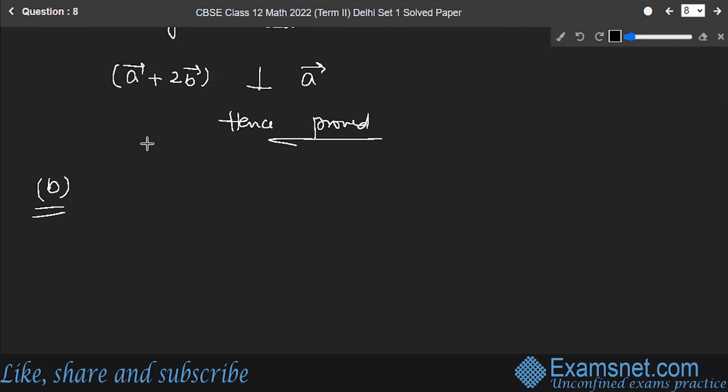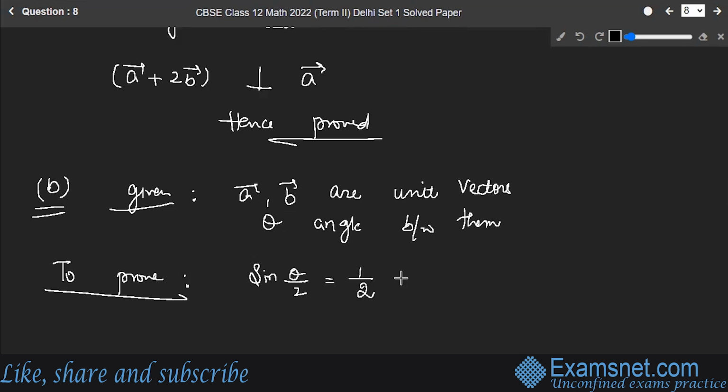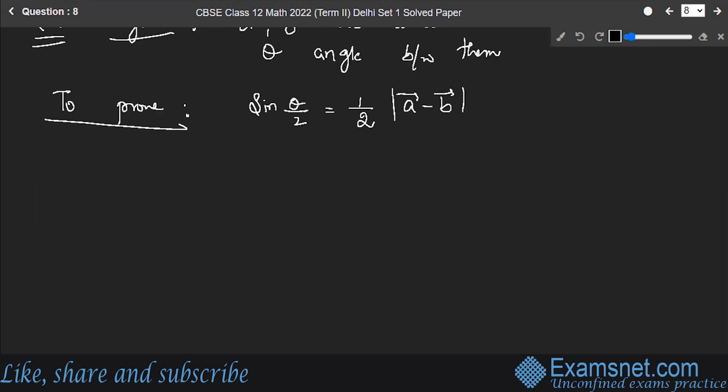So now, let's write down what you were given: A and B are unit vectors, and theta is the angle between them. What you have to prove is that sine theta by 2 is equal to 1 by 2 magnitude of A vector minus B vector. Let's go.